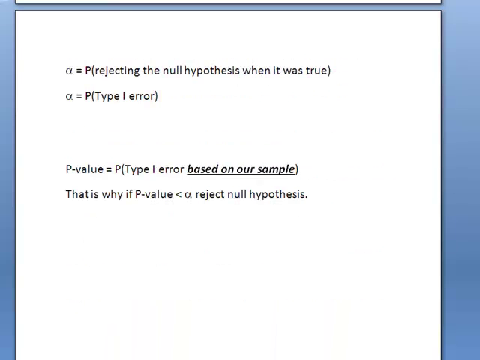And to finish off, we're going to talk about what exactly is alpha, that thing that we use as our basis to reject the null hypothesis. Well, alpha is the probability of rejecting the null hypothesis when it's true. So in other words, alpha is our probability of a type 1 error.